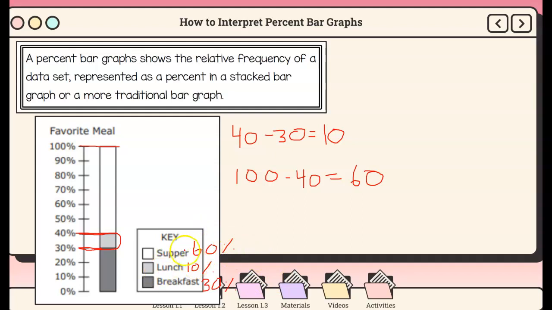Okay, now all of these numbers, 60%, 10%, and 30%, should all add up to 100, right? Because in total, there's 100%. So let's add 60 plus 10 plus 30. And that equals 100%.